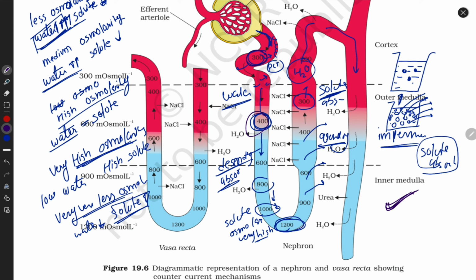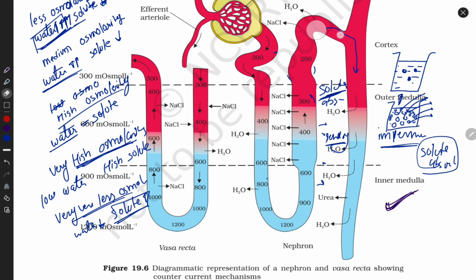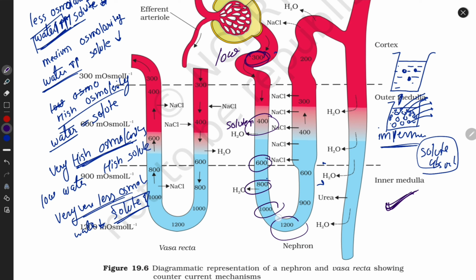Here I'll visualize something again. Look here: is osmolarity low or high? Low means water is high. Here, is osmolarity low or high? Compared to this, here it is 300 and here 400, meaning water is absorbed and solute increases, but water is also absorbed. Here osmolarity is high, and there it is highest. Osmolarity increases as they move forward.